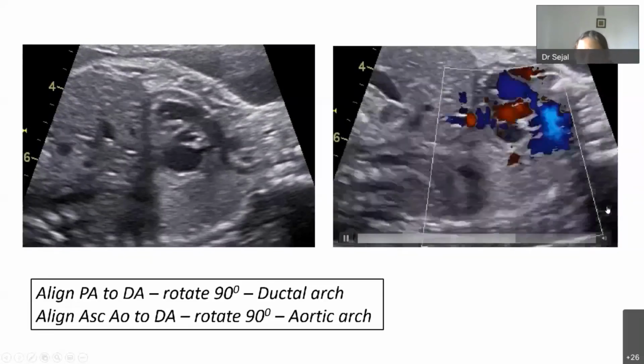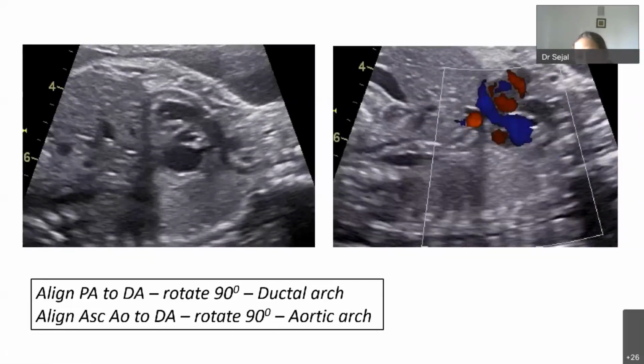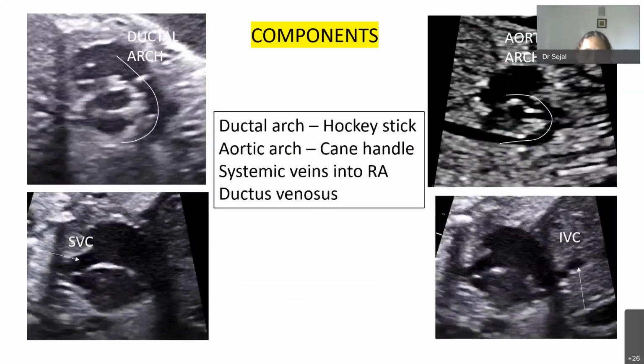So this is how you will make sure the flow in the ductal arch and the aortic arch should be in the same direction. Now, if I cannot find the arches in this view, I can go back to the 3-vessel view and rotate 90 degrees, where I could also pick up the aortic and the ductal arch. So what are the components which I saw in the sagittal plane? I saw the SVC, I saw the IVC, I saw the ductal arch, and I saw the aortic arch.